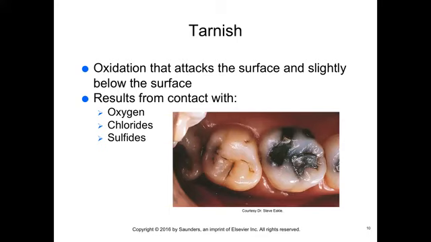Tarnish is an oxidation that attacks the surface of the amalgam and extends slightly below the surface. It causes a dark, dull appearance that is not destructive to the amalgam and results from contact with oxygen, sulfides, and chlorides. The rougher the surface, the more it tends to tarnish. Polishing of amalgams is best done after the restoration has set for a period of 24 hours or longer. The figure shows a low copper amalgam restoration showing surface tarnish, margin deterioration, and corrosion.